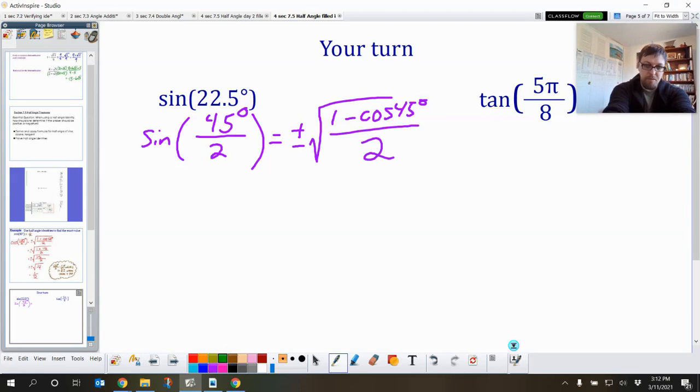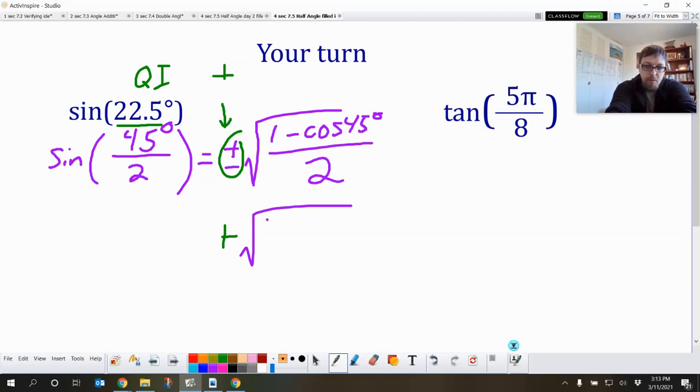Now I'm going to deal with this plus or minus right away because we kind of just talked about it. I want to use the positive case because this 22.5 is in quadrant 1. I don't care about where 45 is, I care where 22.5 is. 22.5 is in quadrant 1, so I want to use the positive case because sine's positive there. So I'd like positive, please.